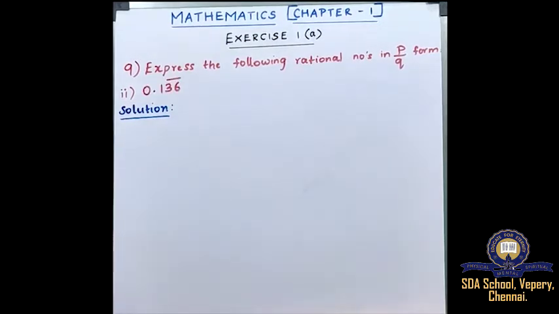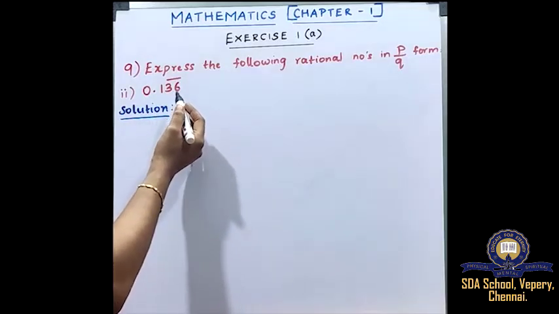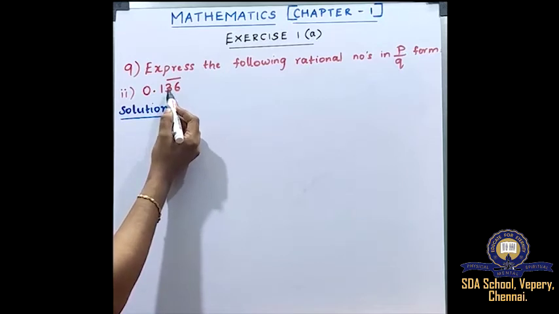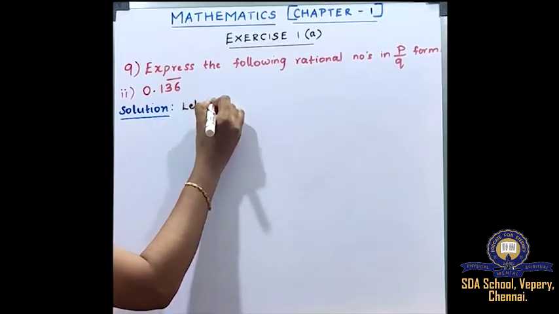In the ninth sum, the second subdivision is 0.136 bar. If you observe the question, the bar is for the last two terms and not for the first term. So let us assume the given number to be x.